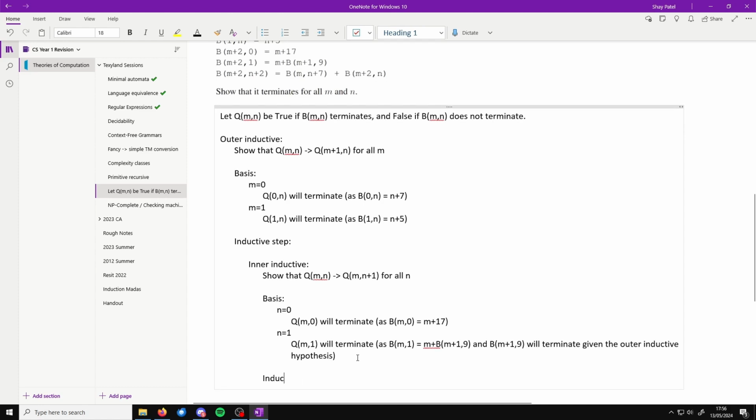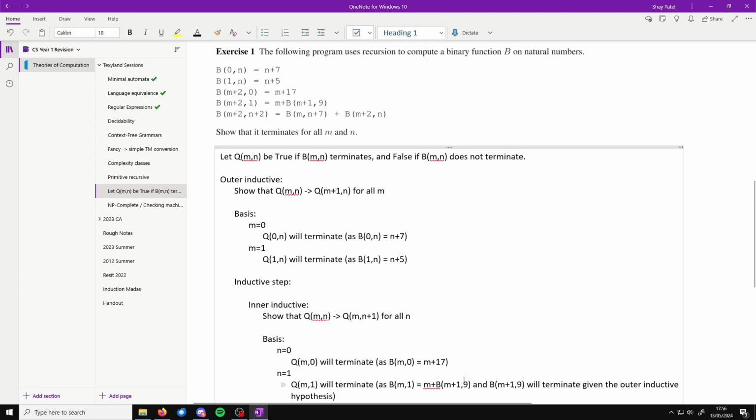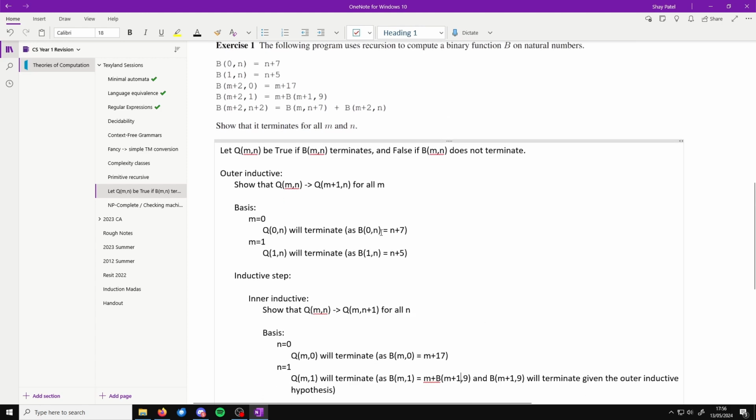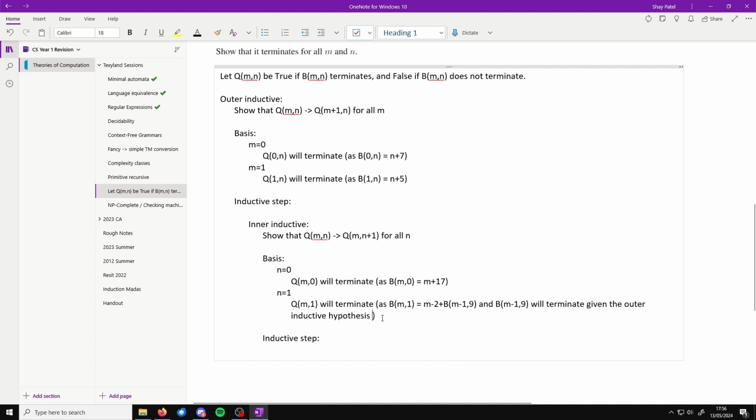Inductive step. So our inner inductive step is we want to show that this holds. Oh, right, so this would actually be b m plus 2 equals. So this would be m minus 1 essentially. So this would be m minus 2 plus b m minus 1, and b m minus 1 will terminate, because m minus 1 is less than m. So this is our outer inductive hypothesis being used.